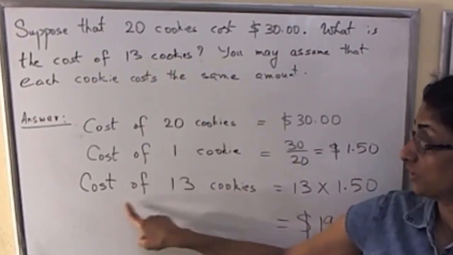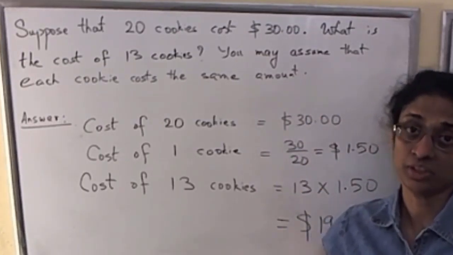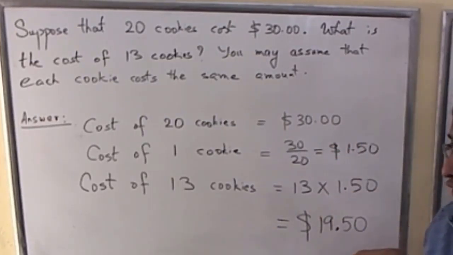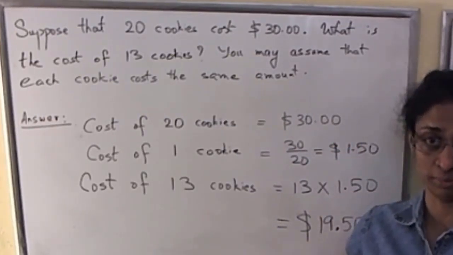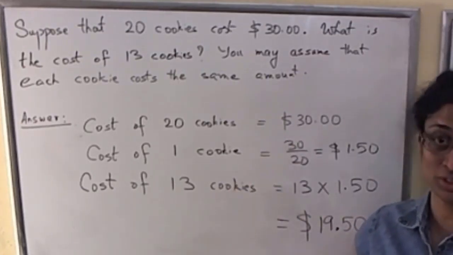Now the cost of 13 cookies is simply multiplication. Now you have $1.50 for each cookie. So if you multiply it by 13, then you get the cost of 13 cookies, and here it is. So in such discrete model problems, we can simply use division and multiplication to solve our problems. There's no need to set up any ratios, proportions, equations. We may simply proceed like this.